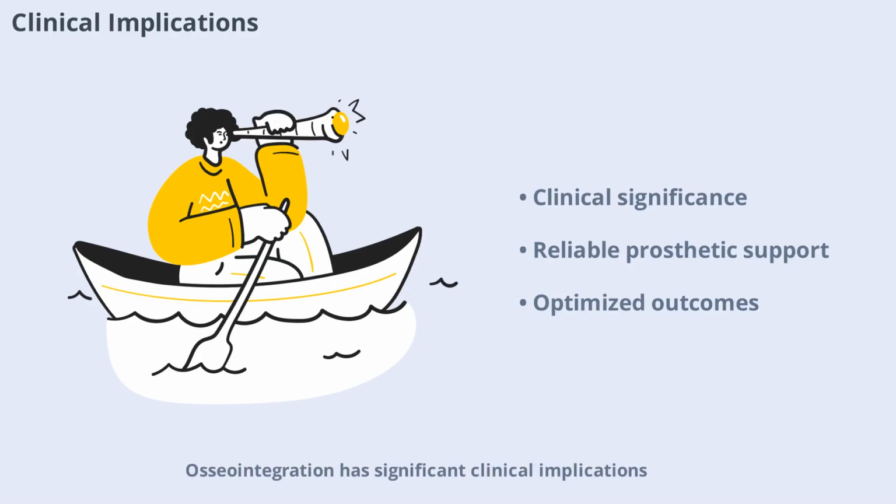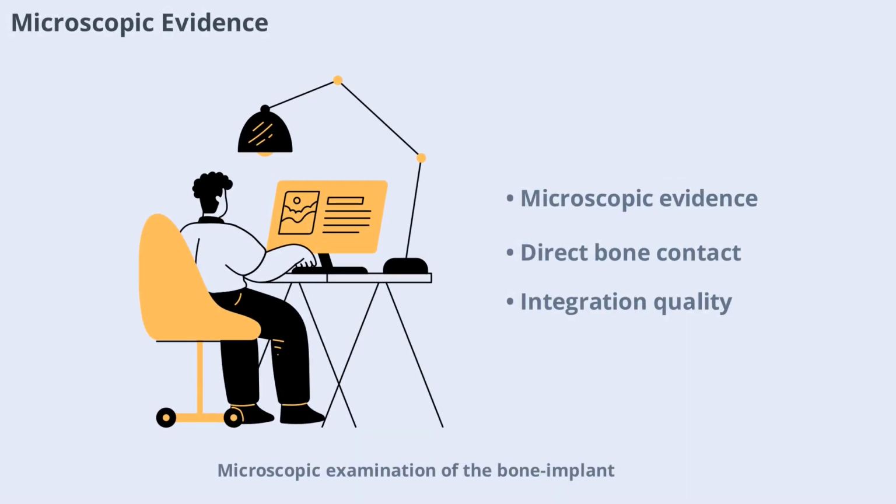Osseointegration has significant clinical implications for dental and orthopedic implants. The process ensures that implants are securely anchored, providing reliable support for prosthetics and restorations. Understanding the steps and factors involved in osseointegration is essential for optimizing implant outcomes and ensuring patient satisfaction. Microscopic examination of the bone-implant interface provides evidence of successful osseointegration. The absence of soft tissue and the presence of direct bone contact are key indicators of integration quality. This evidence is essential for confirming the stability and success of the implant.